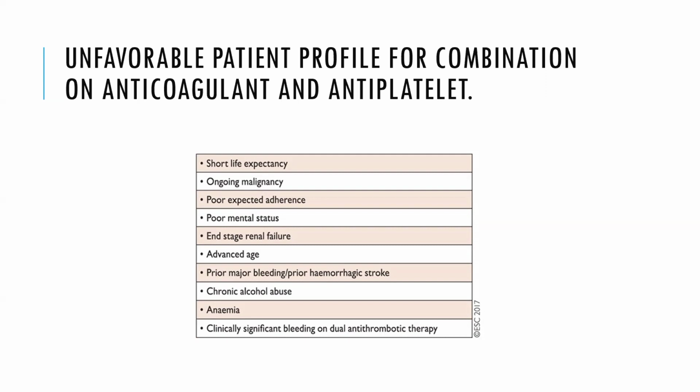The unfavorable patient profile for combination of anticoagulant and antiplatelet. So assessing patients' individual risk is very important. And by the time we see each of these unfavorable conditions, we want to shorten the duration of the triple regimen or use a double regimen. So we can just go through this. Let's go to the next slide.